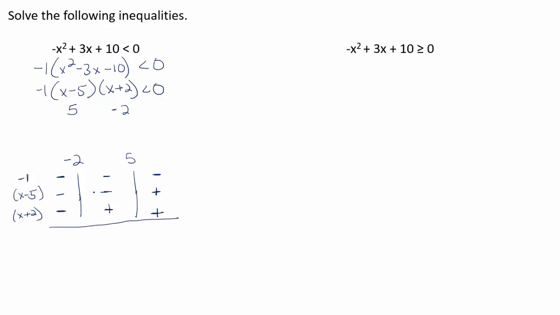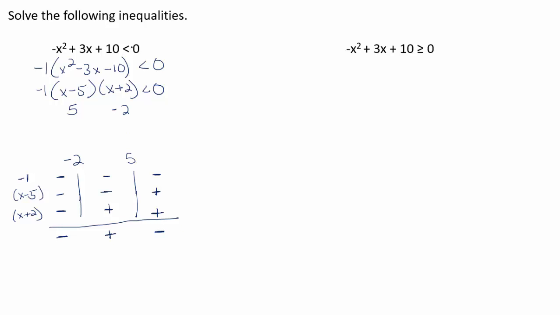So let's see what we end up with. Negative times negative is positive, times negative is negative. Negative times negative is positive, times positive is positive. Negative times positive is negative, times positive is still negative. Okay, so this is what our sign chart looks like.